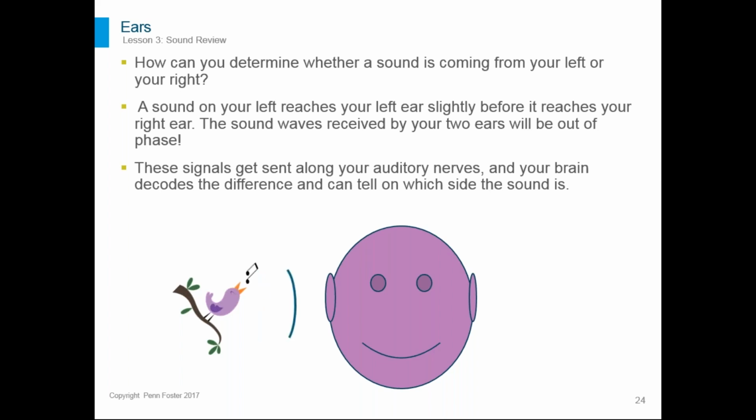So the sound reaches you on one side, and your auditory nerve sends the signals to your brain, and they're going to be just slightly out of phase. So it's going to say, oh, your left side was first, or oh, your right side was first, and your brain will interpret that as the sound is coming from your left side, or the sound is coming from your right side.